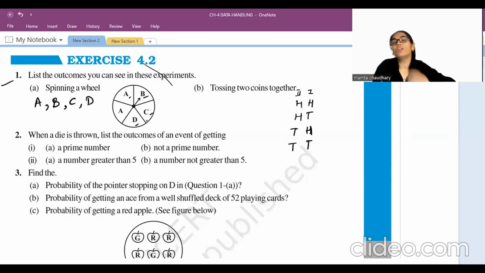So there are a total of four outcomes. Whenever you toss two coins together, there are four possible outcomes. Okay. Now, next question, question 2.